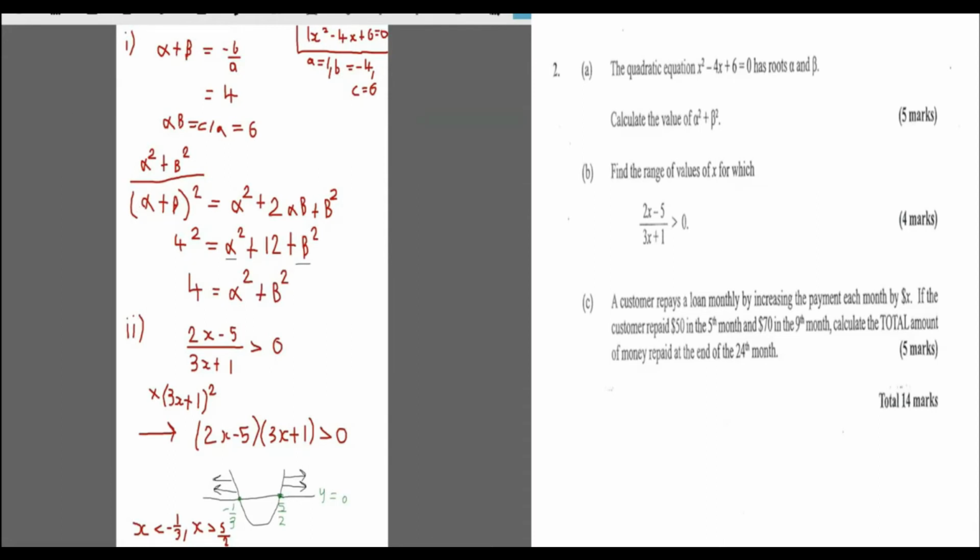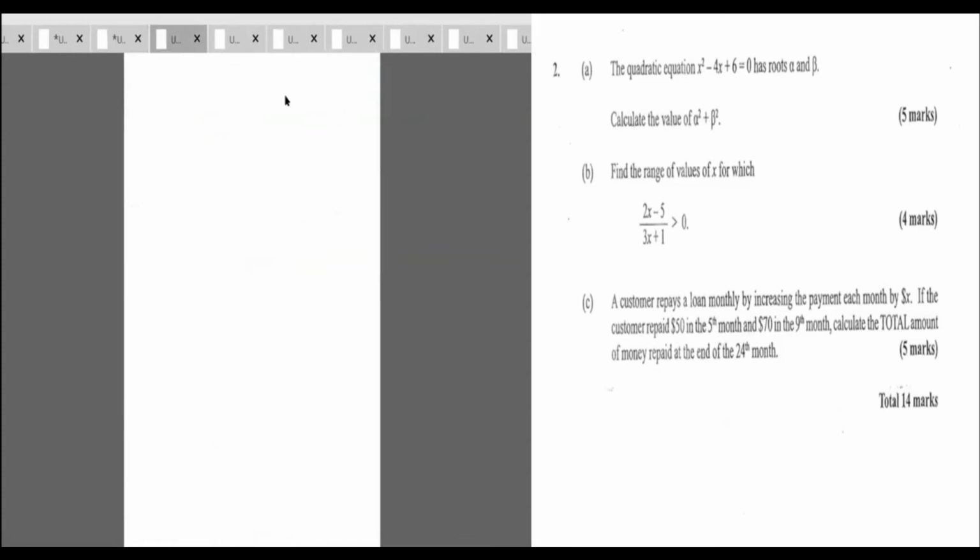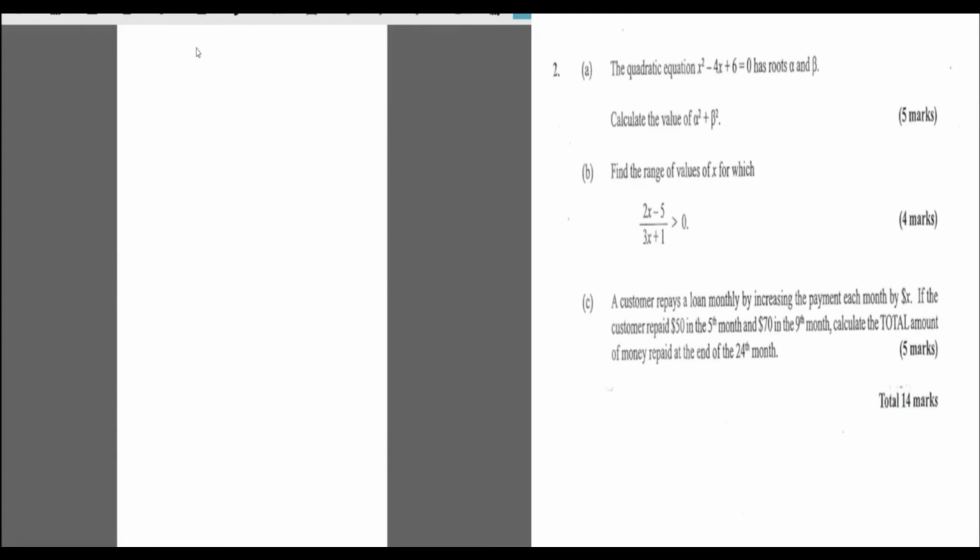Okay, now let's look at the next part of the question. Part 3. Part 3 is a sequence and series question. Let's hear what they have to say. They say that a customer is doing what?